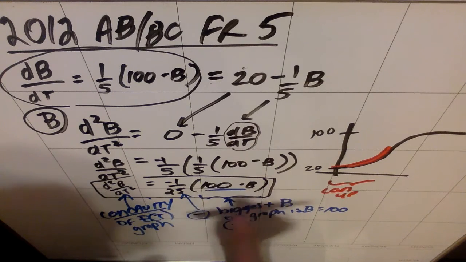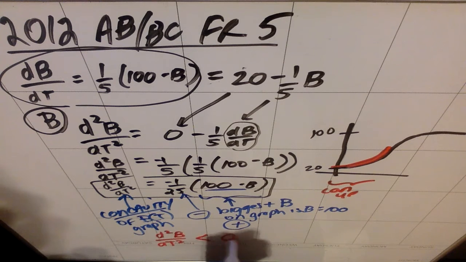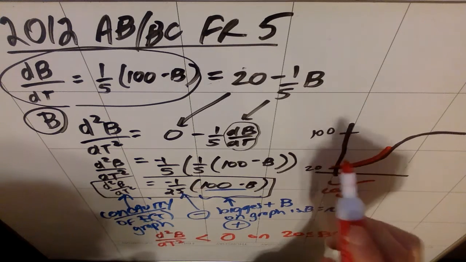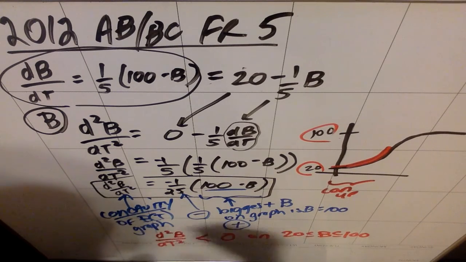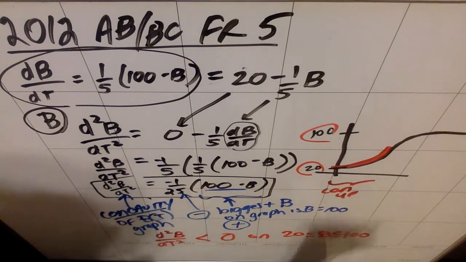And we've just established that this graph shouldn't ever be concave up because it's got a negative number in front of something that should be a positive number, meaning that d squared b dt squared should be less than 0 on the interval from b equals 20 to b equals 100, which is the graph that I'm looking at. On that window, this thing should be concave down, and it's not. It's concave up right here, which means it's wrong.